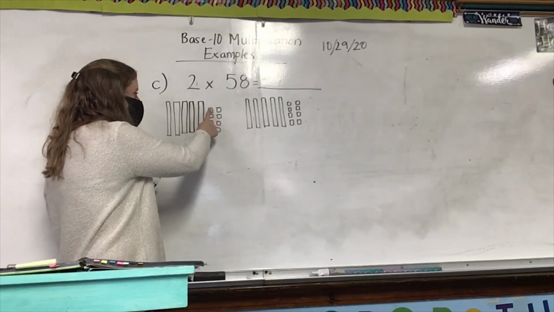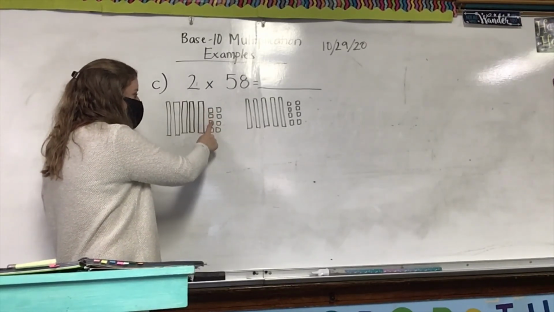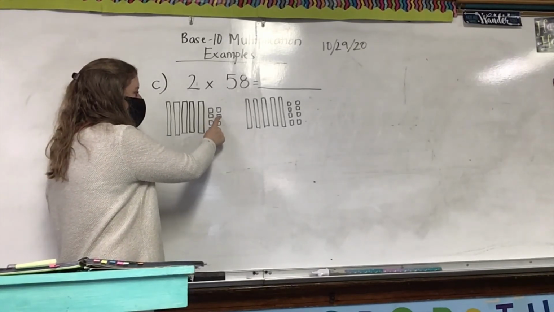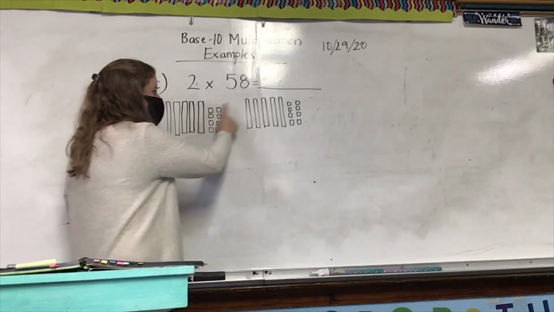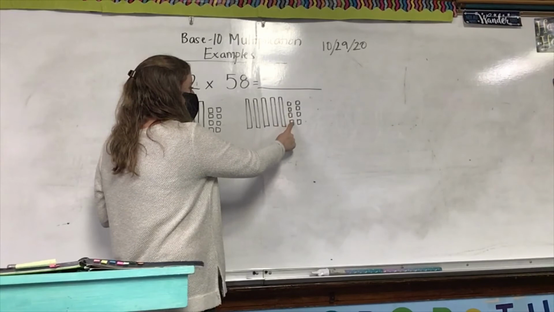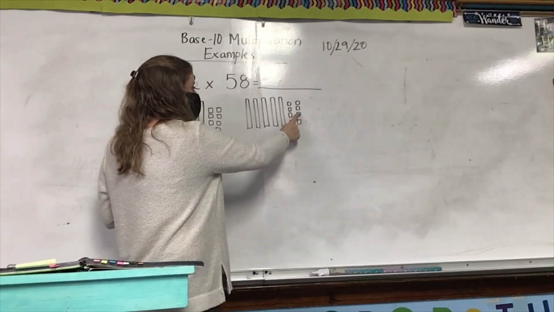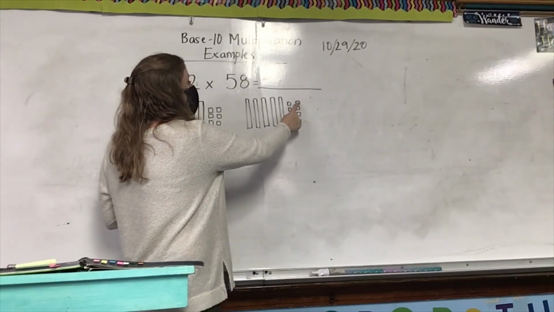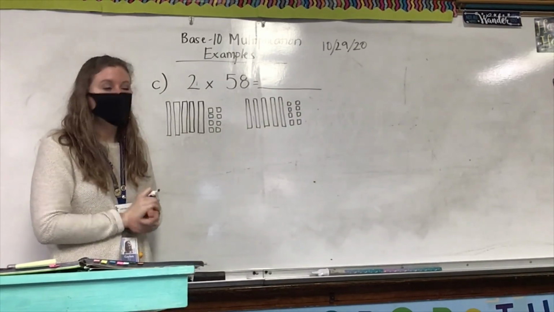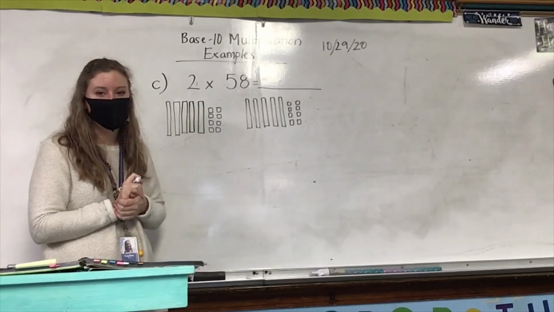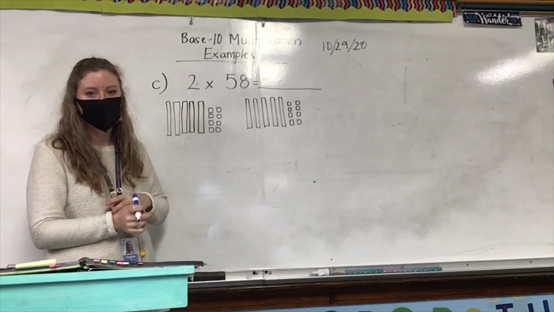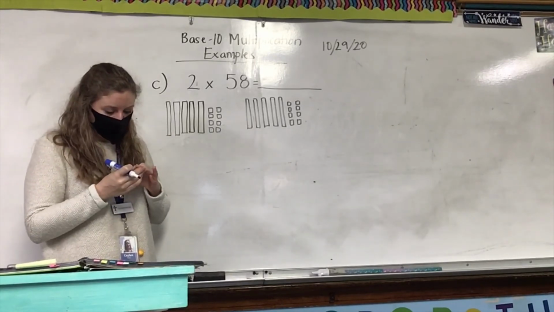Carla, count with me. 1, 2, 3, 4, 5, 6, 7, 8, 9, 10, 11, 12, 13, 14, 15, 16. I have how many ones, Carla? 16. Can I put 16 in the ones place? No. So I need to do what? What's that word? We will need to regroup.